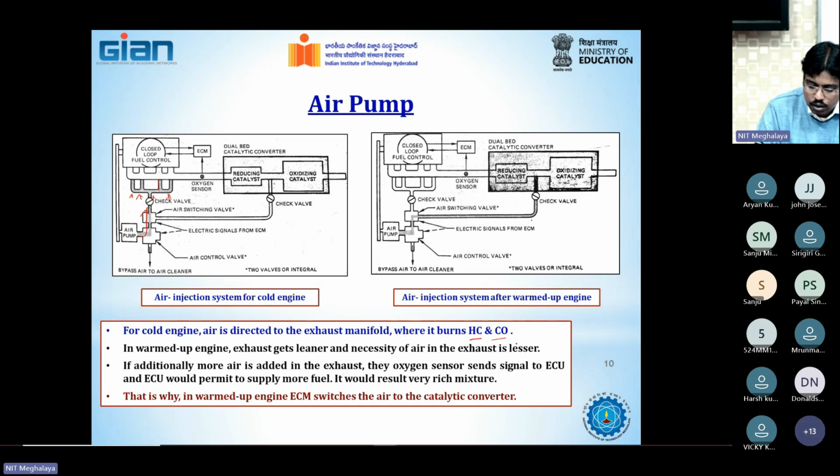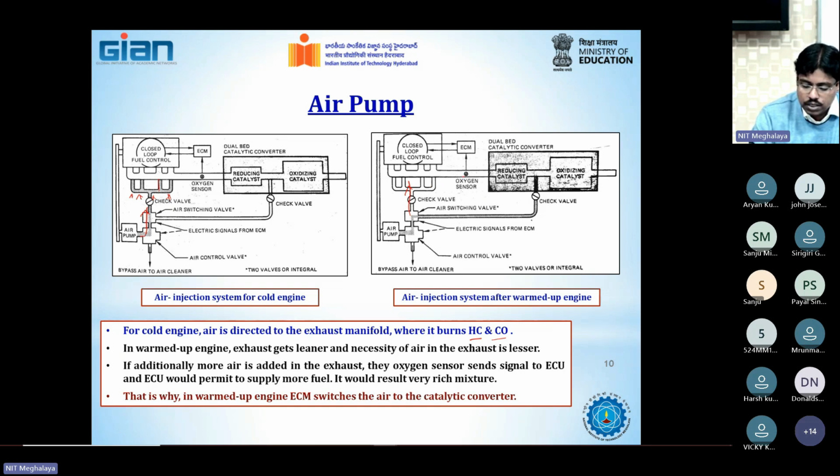Okay, but when the engine is warmed up, at that time the engine already gets a lean mixture, as I was discussing earlier. When the engine runs at medium speed and medium load condition, your air-fuel mixture is close to stoichiometric, or rather lean. So at this condition, if you supply the air directly again in the exhaust manifold, then what will happen?